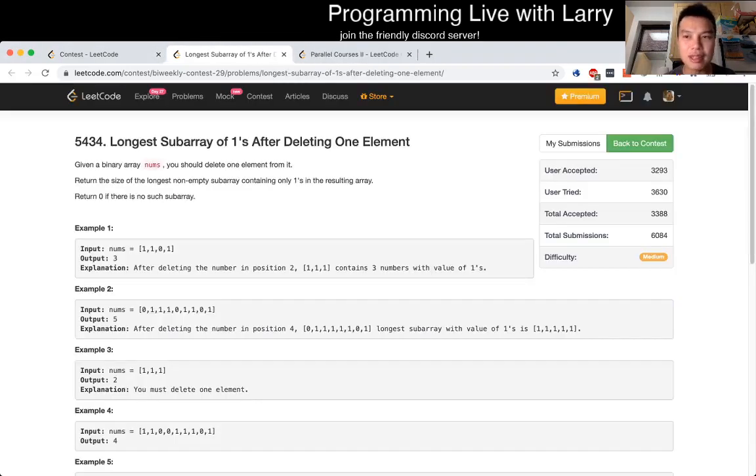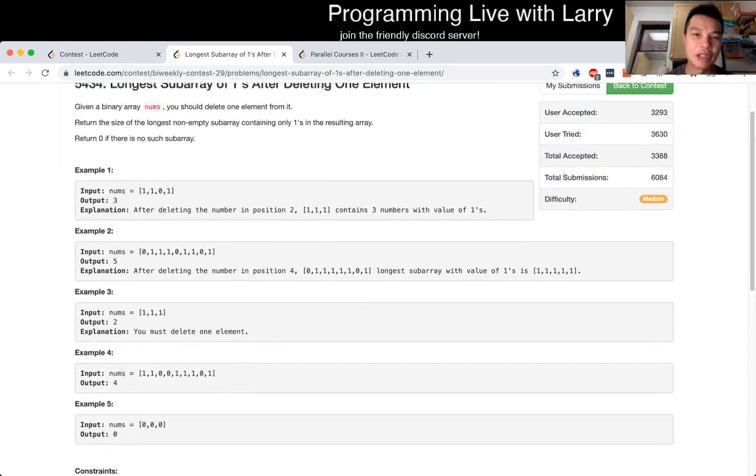Q3, longest subarray of ones after deleting one element. So this is sliding window. With sliding window, I always talk about invariants. This is sliding window with an invariant because you have a window from a left pointer and a right pointer, or two-finger algorithm, you can call it that.